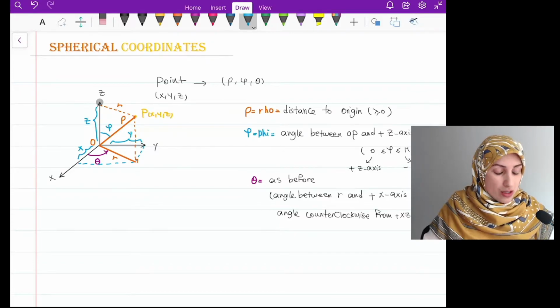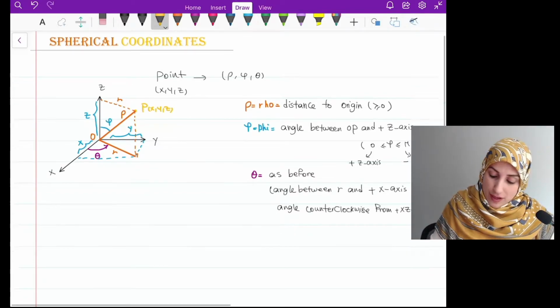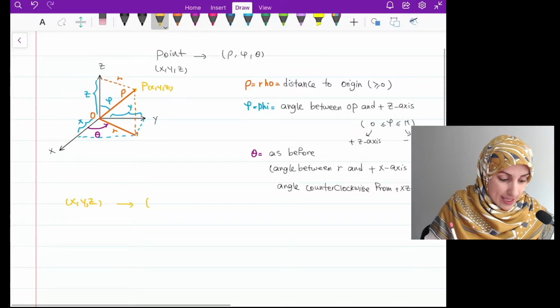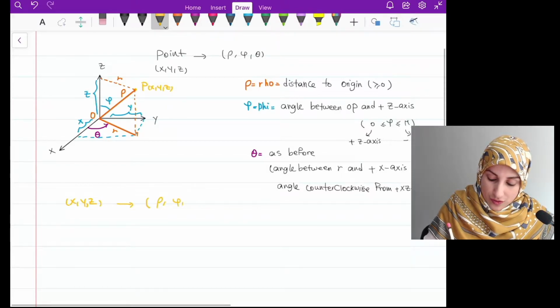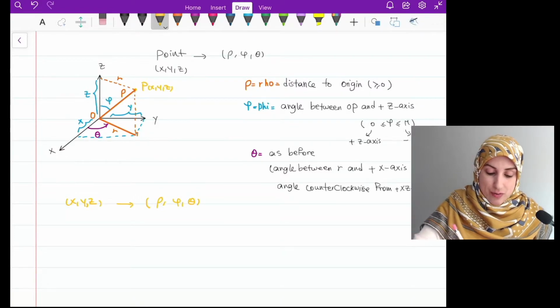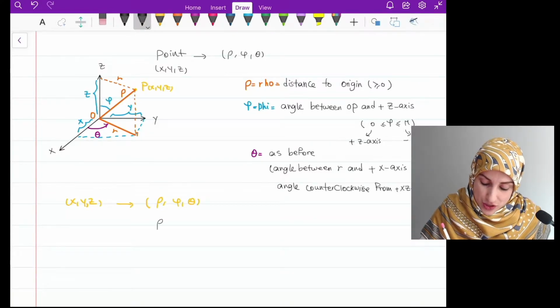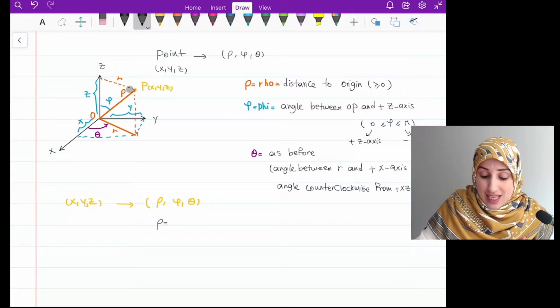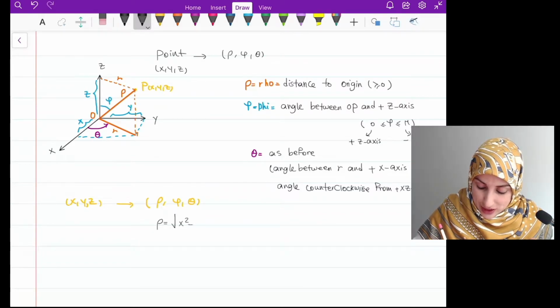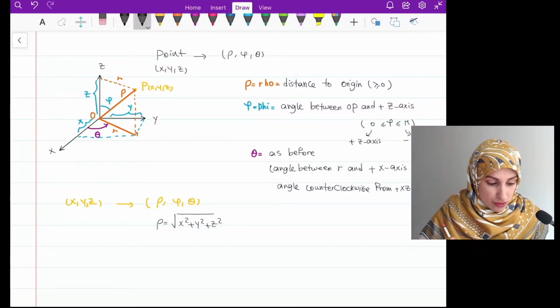Okay, so now if I'm given x, y, z, and if I ask for rho, phi, and theta, how can I write rho, phi, and theta in terms of x, y, and z? I can say that rho is the distance from the point to the origin, so the formula for the distance is the square root of x squared plus y squared plus z squared.